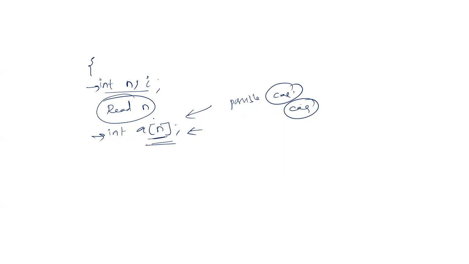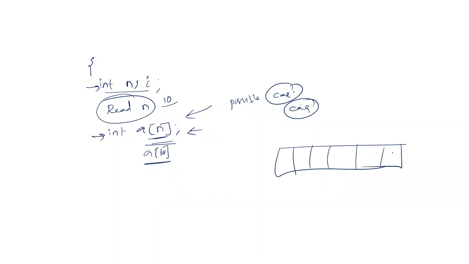What happens, sir? The n value will be replaced. For example, if the n value is 10, then it becomes a of 10. N is replaced with the constant value 10, so 10 values will be allocated. Memory allocation will be done in the memory: A of 0 and so on up to A of 9.